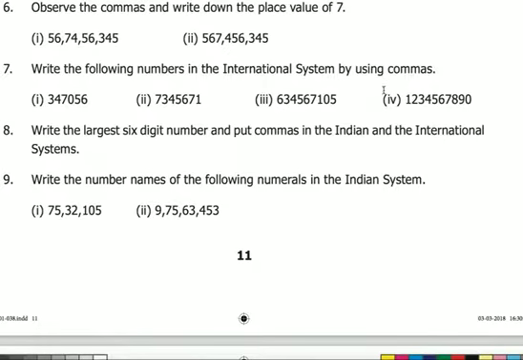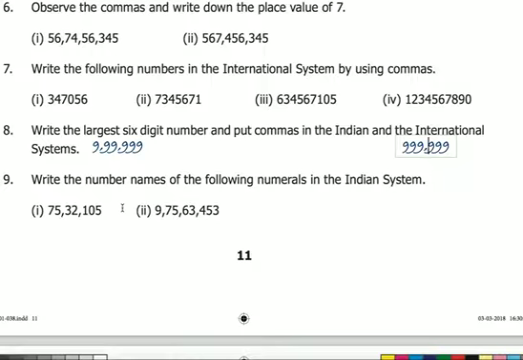Write the following numbers in the international system by using commas. One comma here, okay. One comma here. One comma here. One, two, second comma here. First comma here. Second comma here. Third comma here. Write the largest 6-digit number and put commas in the Indian and international system. This is the largest 6-digit number. Indian system, comma is nothing but here one, here one. In international system, here only you will get one comma.